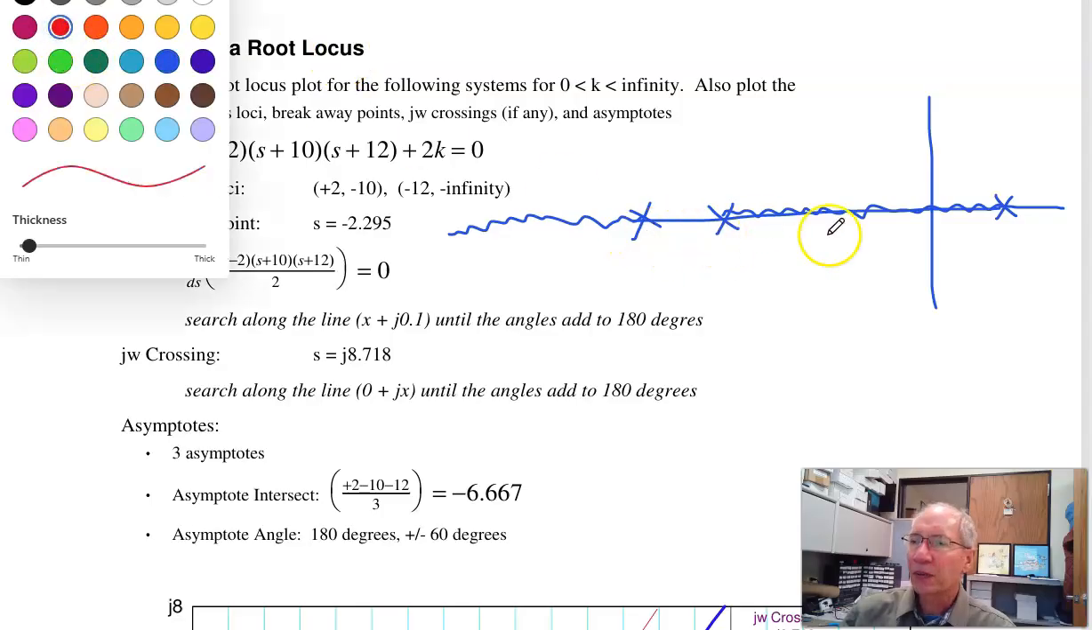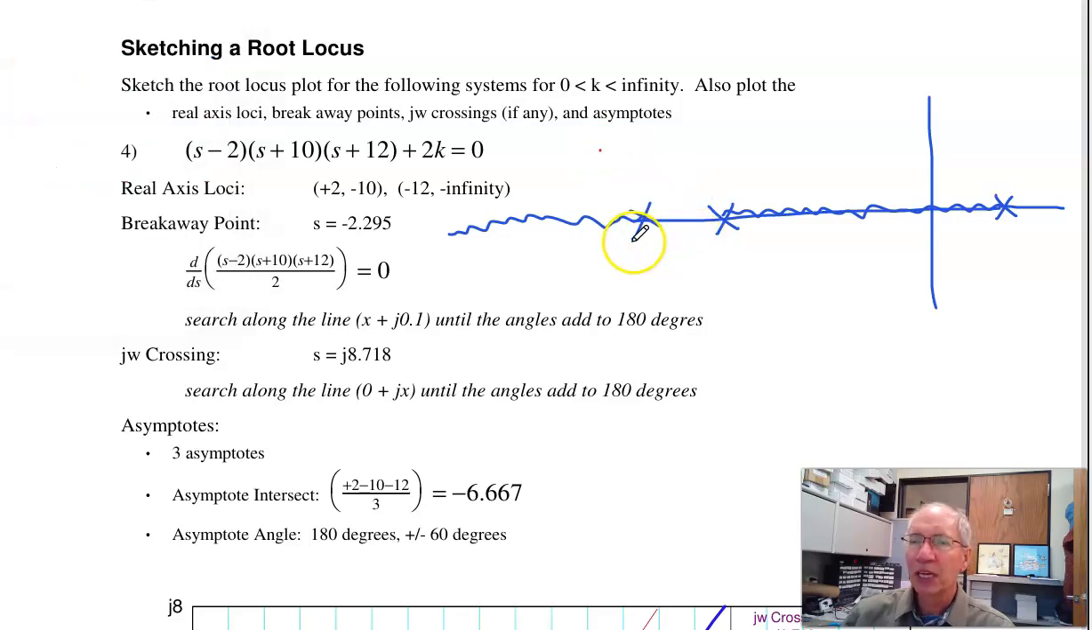I have 3 poles, so I have 3 asymptotes. Well, 3 poles, no zeros. As this goes to infinity, I've got 3 extra poles. I go to the infinity at 3 different angles. That's your plus 60, minus 60, 180. The center of mass is where the asymptotes intersect. So that's plus 2, minus 10, minus 12 over 3, minus 6.67 is the center of mass. So that's my asymptote intersect.